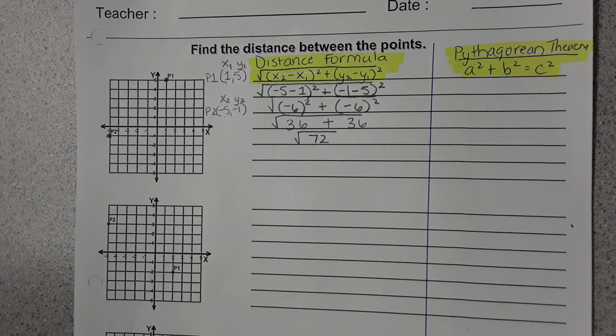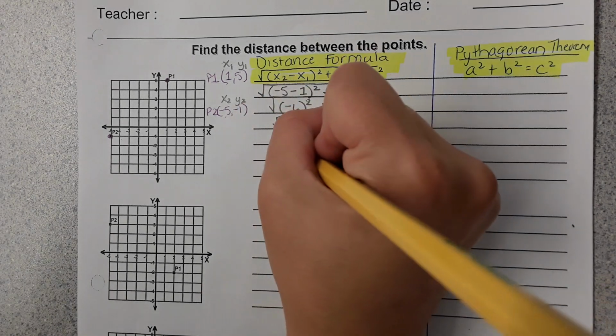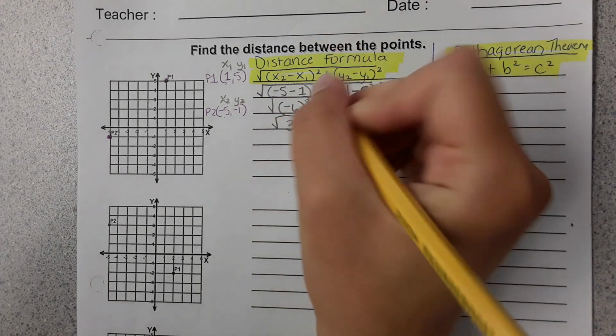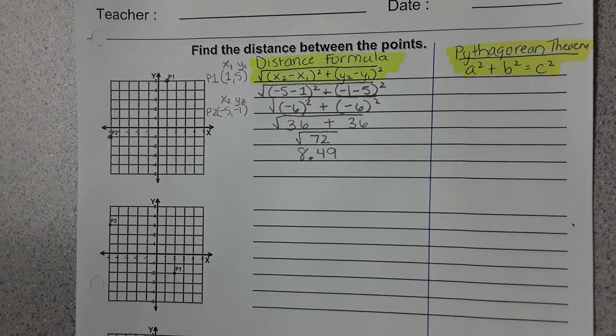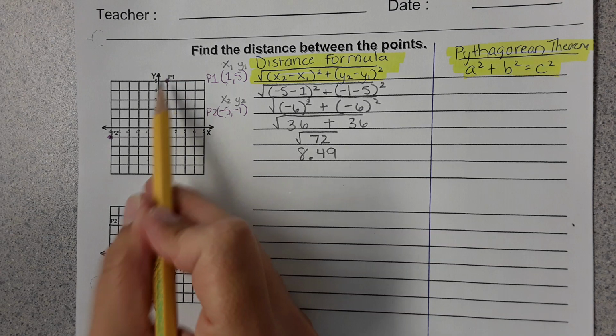And then in the calculator, take the square root of 72, and we're going to round to the hundredths place, so 8.49. And what that number represents is the distance between point 1 and point 2.